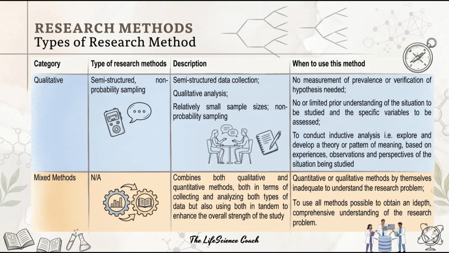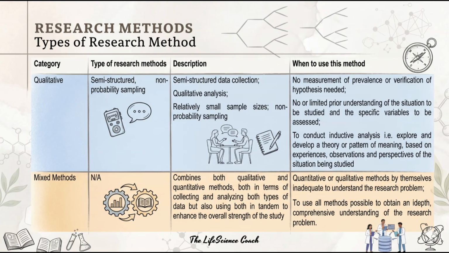Another important approach is mixed methods research. As the name suggests, this method combines both quantitative and qualitative research approaches in a single study. Researchers collect and analyze both numerical data and descriptive information together to gain a deeper and more complete understanding of the research problem. Mixed methods are especially useful when using only one method is not enough to fully understand the issue being studied. By combining the strengths of both approaches, researchers can improve the accuracy, depth, and overall quality of the research findings. In simple words, qualitative research helps us understand why and how, while mixed methods combine both numbers and experiences to provide a broader and more comprehensive picture of the research problem.